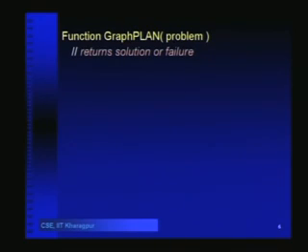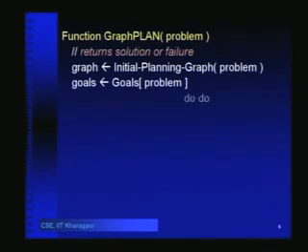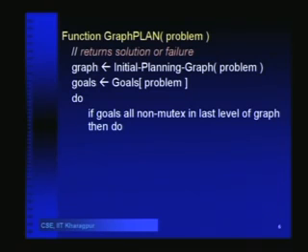Then let us have a look at the function GraphPLAN. So, the graph initially is the initial planning graph of the problem. The initial planning graph consists of the initial set of literals, and we are given the goals which are a conjunction of literals. Then we do the following. If goals are all non-mutex in the last level of the graph, by last level I mean the current last level, so I am unfolding it one step at a time, then there is a possibility that I have a plan.